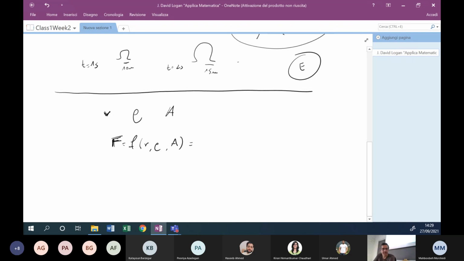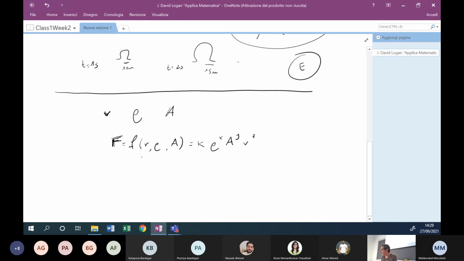Now, I don't know what this function is. The only thing that I know is that I can write this as some constant k, and I'm postulating this, it's going to be some combination of the three variables that I suggest here. So it's going to be some rho to the power x times area to the power y times velocity to the power z.